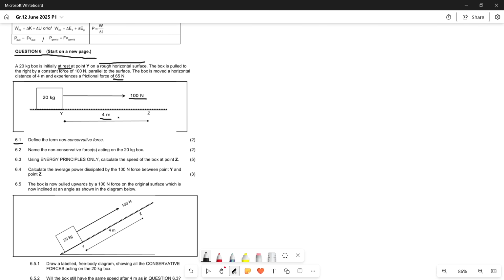So we have 2 types of forces. We have non-conservative and we have conservative. Okay, and the difference between the two is that conserve means that something remains the same, which means conservative force happens regardless of the path taken, which means gravity, for example, is always a conservative force because it does not depend on how far the object travels. Gravity will always act with the same amount of force regardless.